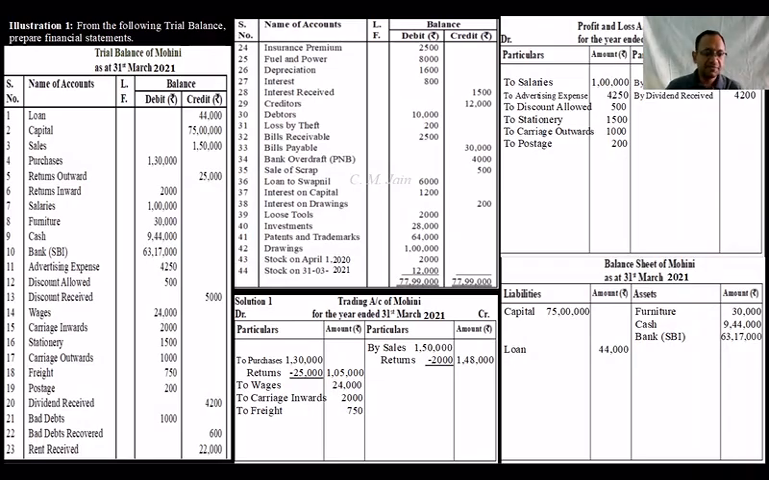Then bad debts. Bad debts we know is a loss. So it is shown in profit and loss account debit side, to bad debts 1000. Bad debts recovered is a gain. So where will it come? Yes, absolutely right. Profit and loss account, credit side, by bad debts recovered 600.